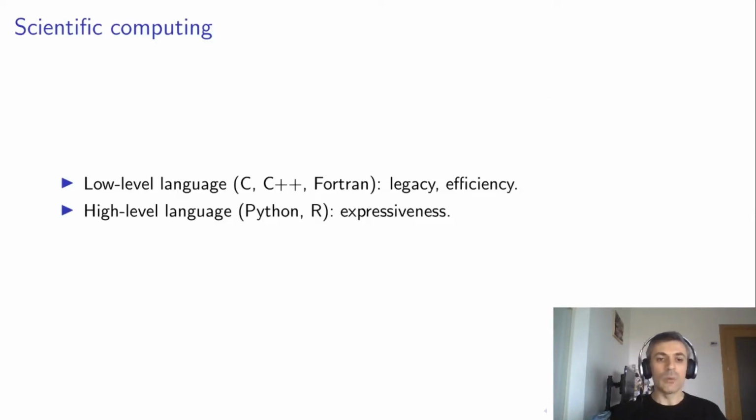Scientific computing nowadays relies on several libraries that have vast functionalities, and a common design is one that involves a low-level language like C, C++, or Fortran, which is used as legacy code, so old code that has been vastly optimized and tested. But often it is also a choice dictated by efficiency issues of high-level languages like Python or R that are more expressive.